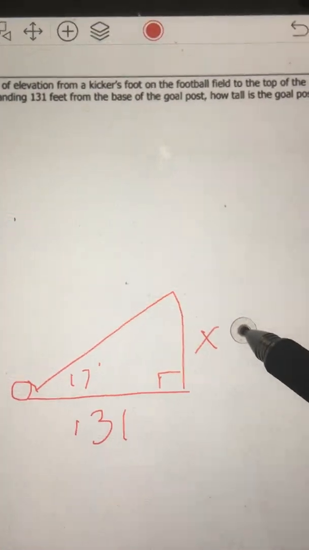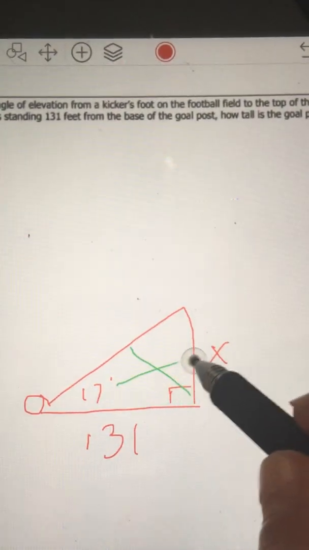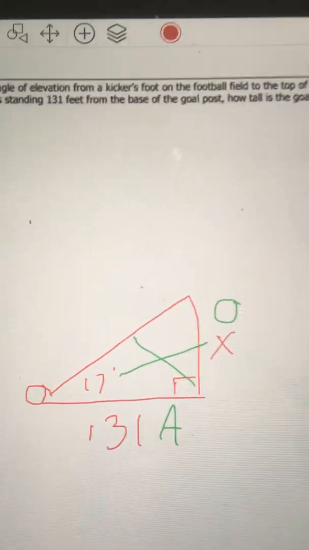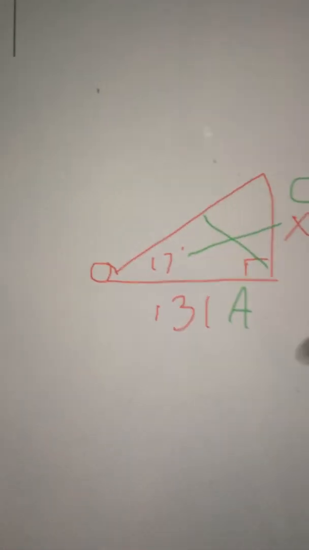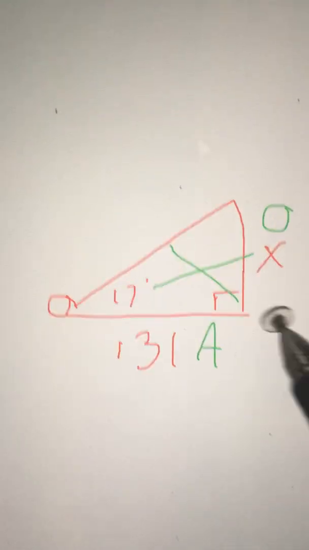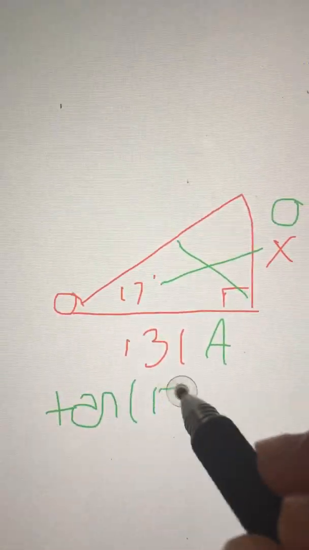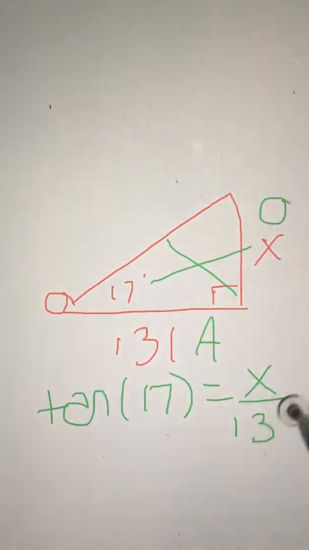So again, let's label. Hypotenuse, again, there's nothing. So we have across from the angle is O. 131 is A. Sorry it's kind of messy, but it's hard to write and also video at the same time. Alright, so again, we're using OA, which is TOA, which is tangent. So tangent 17 equals x over 131.